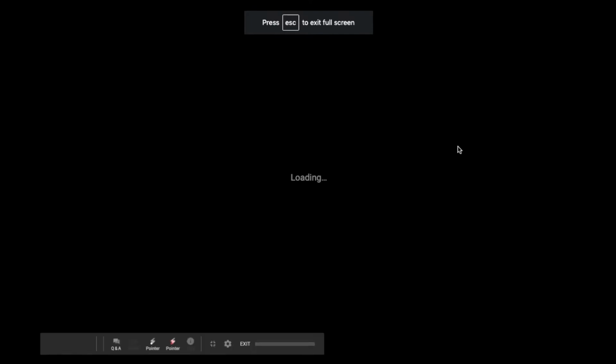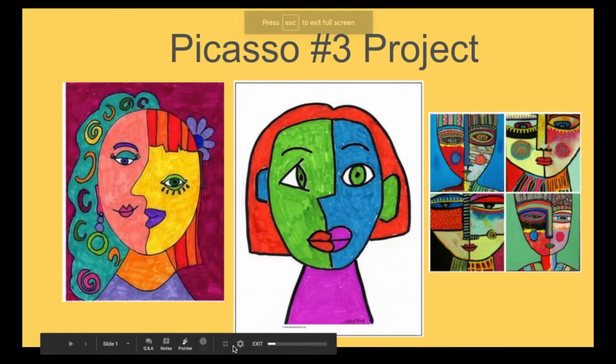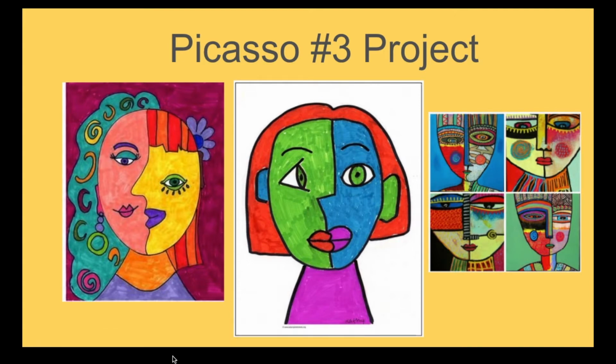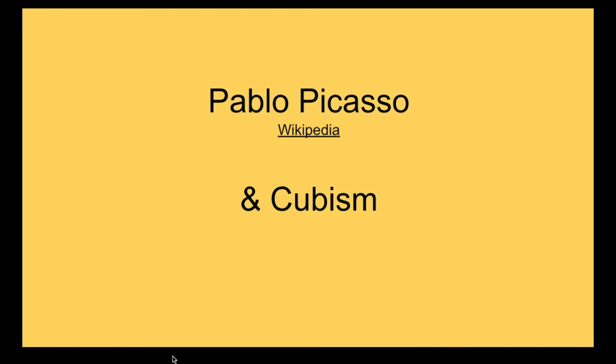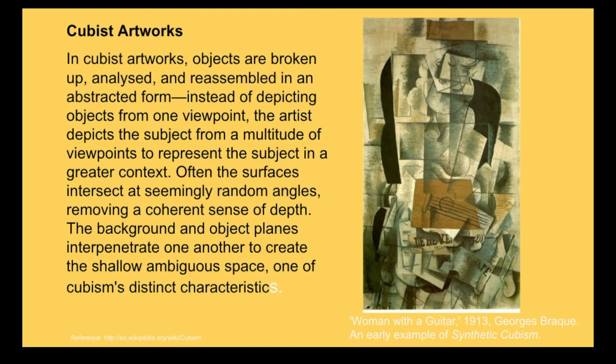Pablo Picasso. This is the PowerPoint that's in Otis, so you can always go back to this and watch it on your own. We're going to focus on his portraits. His portraits were very unique. Usually the faces had two sides to them, and that's what you are going to try to mimic. So Picasso was known for being a cubist.